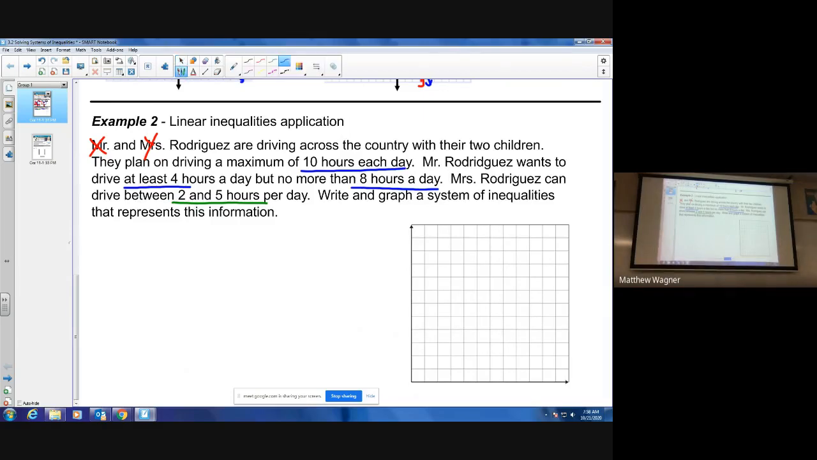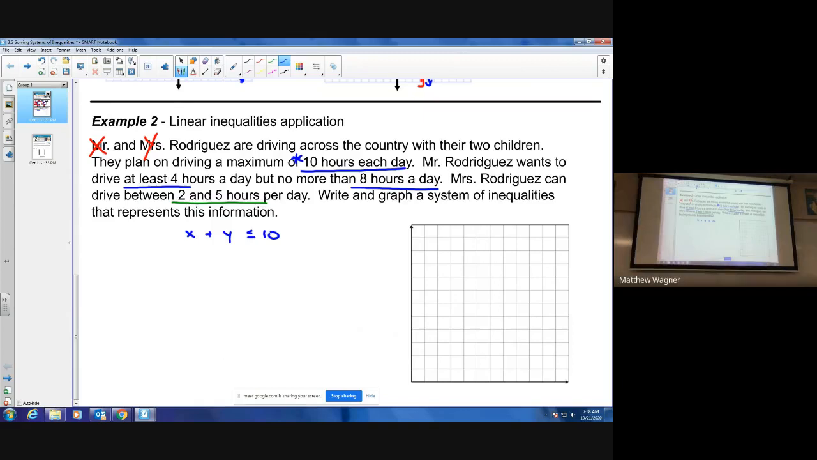Well, we know they're driving across the country and they have at least 10 hours a day. So the amount of time each of them drives cannot be more than 10 hours. So X plus Y is less than or equal to 10.